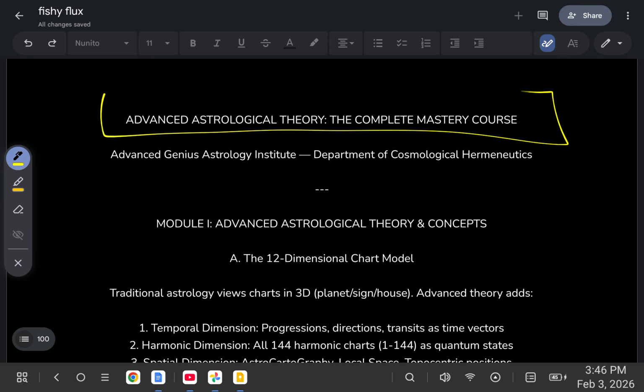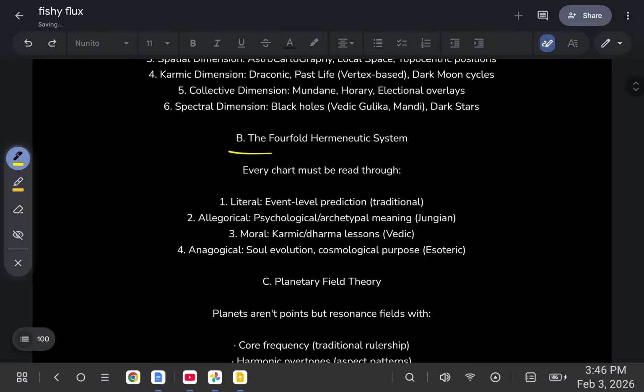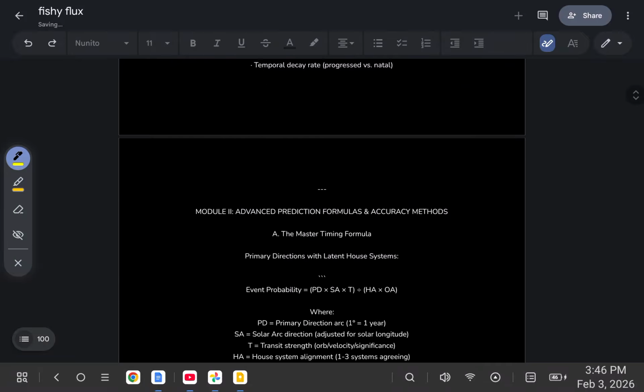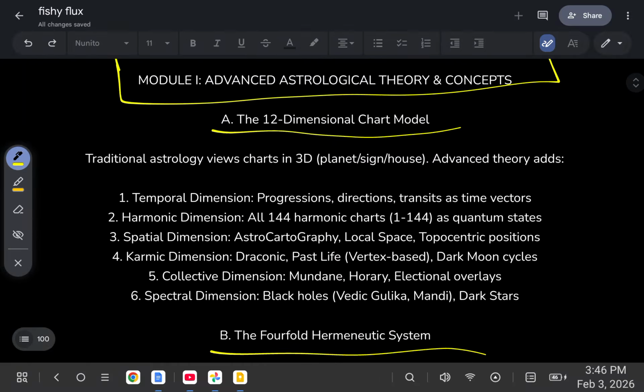So this is a page in my book, Fishy Flux. So our first module is going over advanced astrological theory and concepts. And what that looks like is going over the 12-dimensional chart model, the fourfold hermeneutic system, planetary field theory, and these three major things first when we're talking about advanced astrology as theory and concepts. So, first of all, the 12-dimensional chart model.